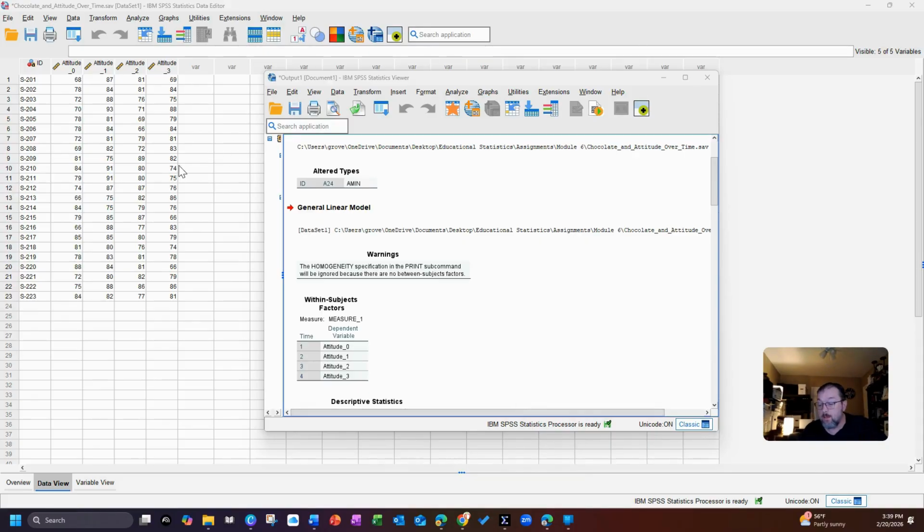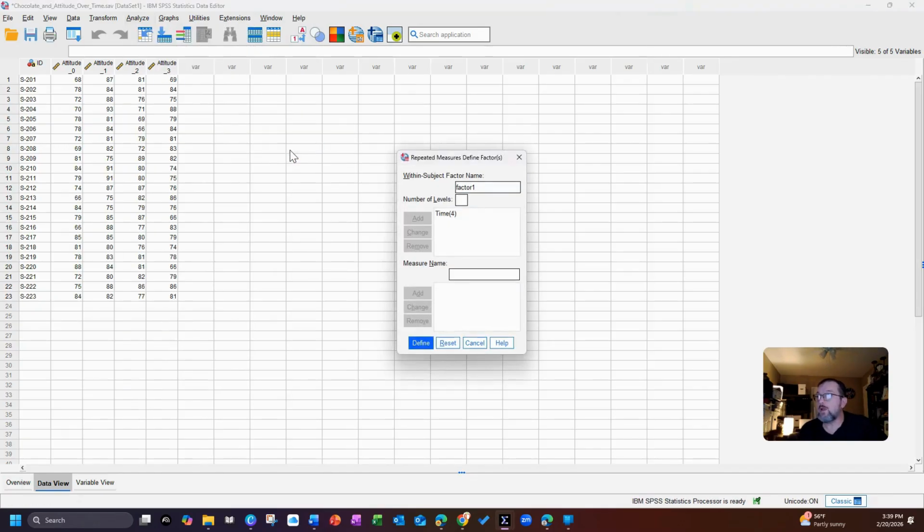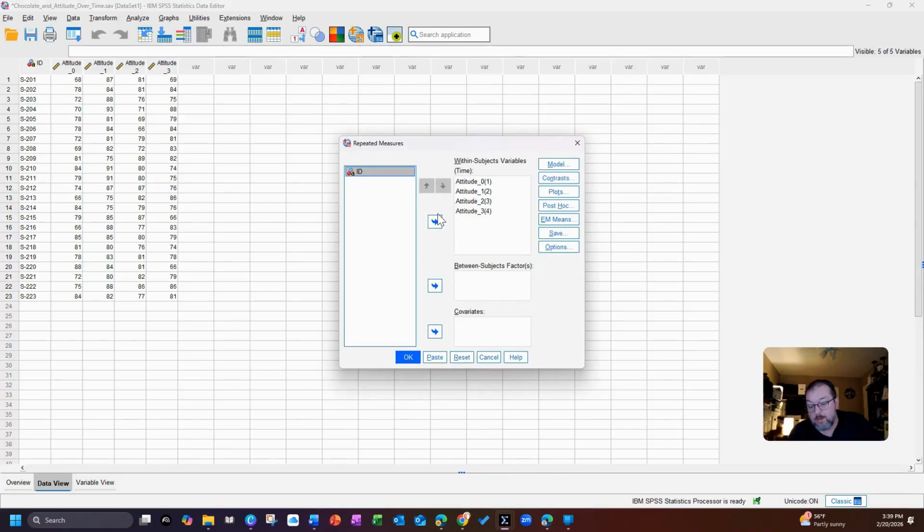So I'm going to go right here to Analyze, then down to General Linear Model, and then Repeated Measures. When I open it up, I put time in as my factor, I put 4, and then I added it here. And then I went to define.